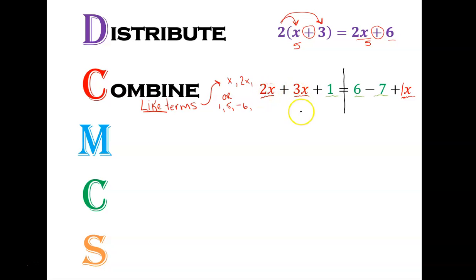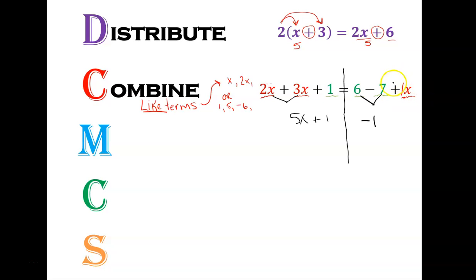So I have 2x and 3x. Those two are going to come together to be 5x. And the 1 I can't do anything with, so I'm just going to leave it sit as a 1. Okay. On this side, I have two number terms. I have a 6 and I have a -7. So those two I can combine. 6 and -7 come together to be -1.